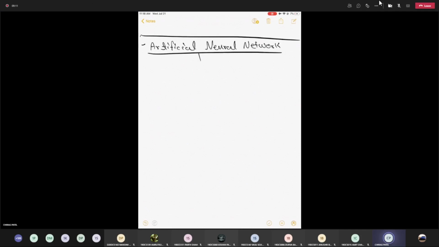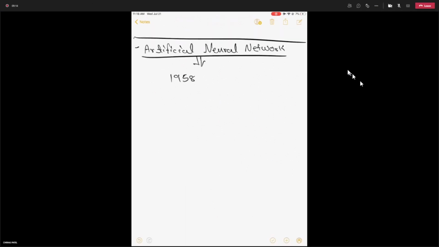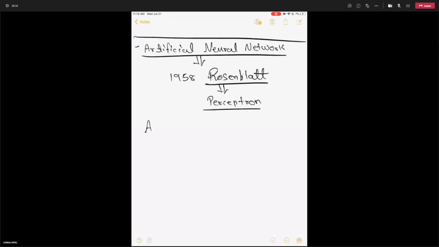So we start with the history. It was proposed in 1958. This person, Rosenblatt, had proposed the perceptron. And if we talk about perceptron, what is it? If you remember your AND gate, your AND gate is having two inputs, one output. This is your AND gate.